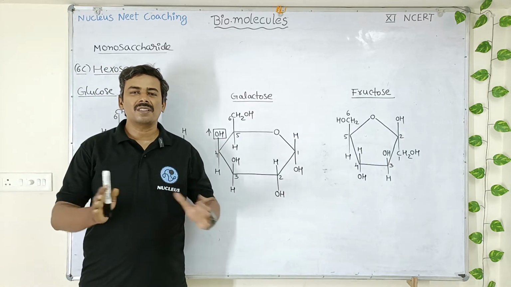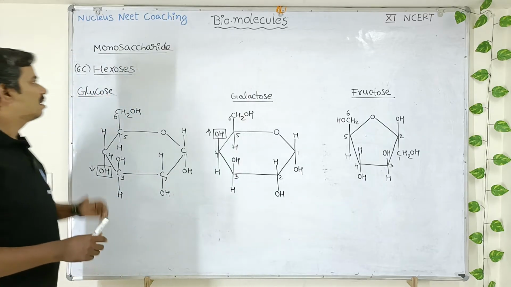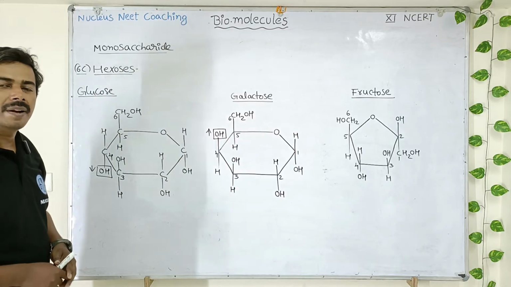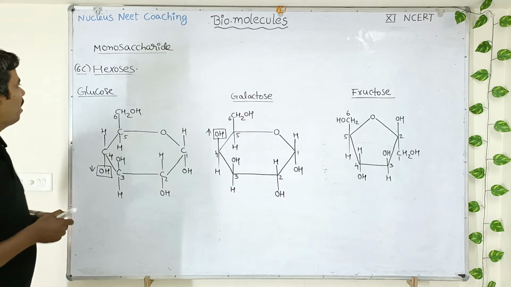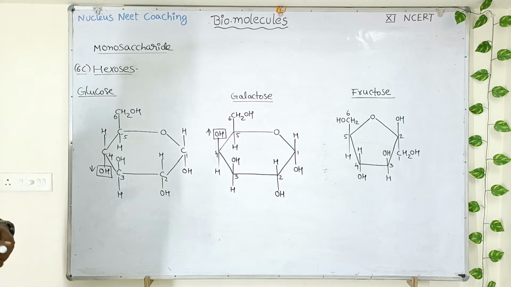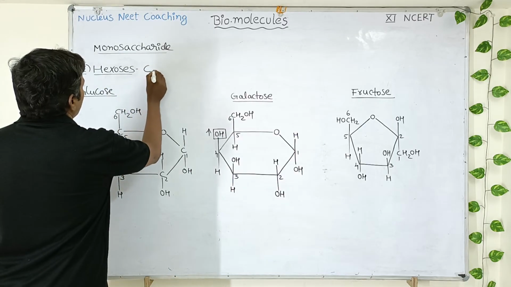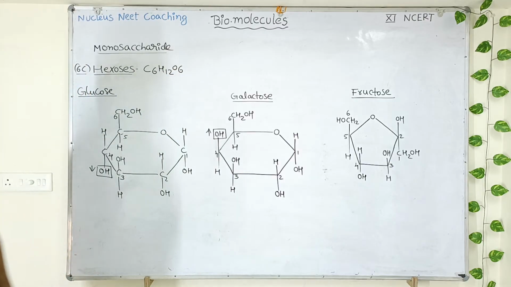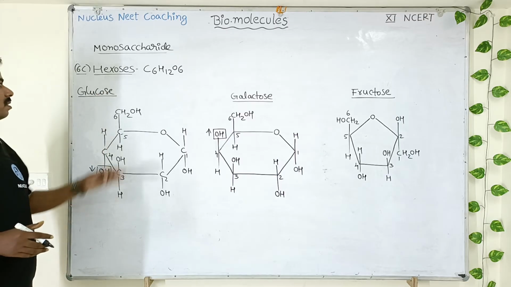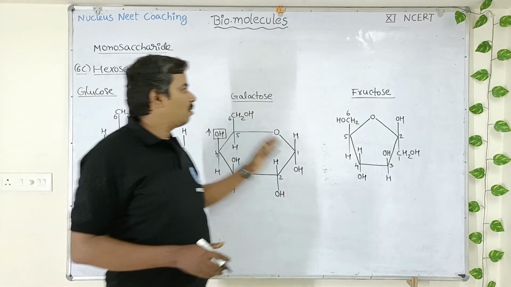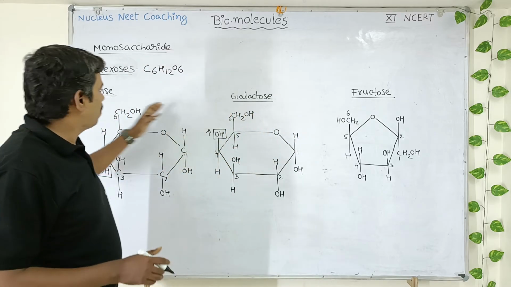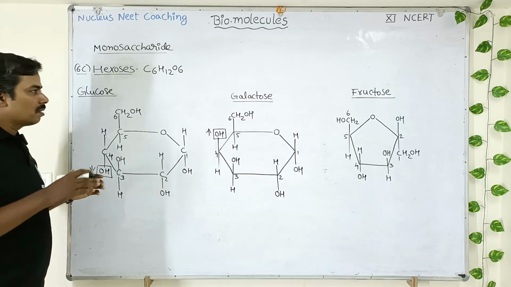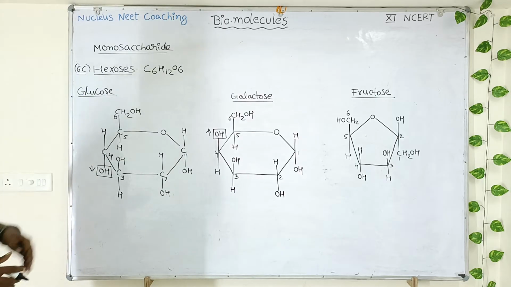Students, now let us see structures of some monosaccharides. We will discuss hexoses first. What are hexoses? Hexoses are monosaccharides which are made up of 6 carbon atoms. There will be 6 carbon atoms in the structure of hexoses and they have the general formula C6H12O6. What are examples of hexoses? Glucose, galactose and fructose. All these 3 molecules have the same formula C6H12O6. Okay, so now first we will start with glucose.